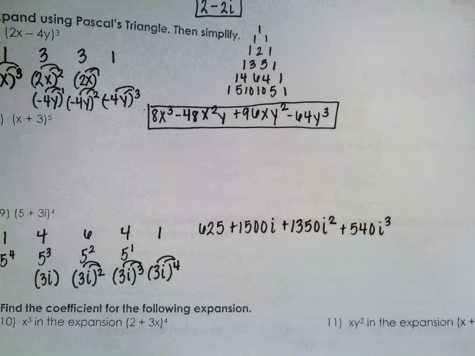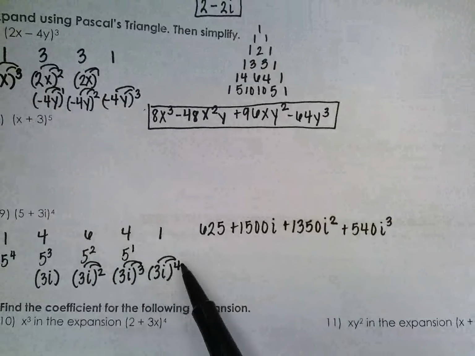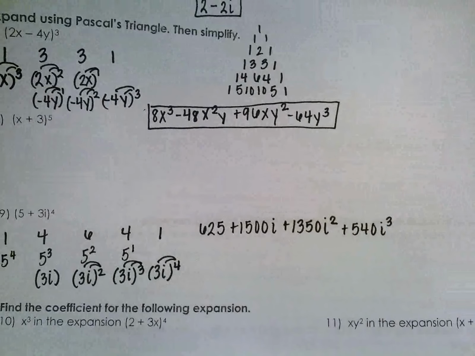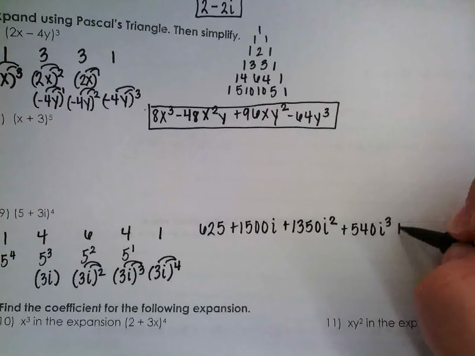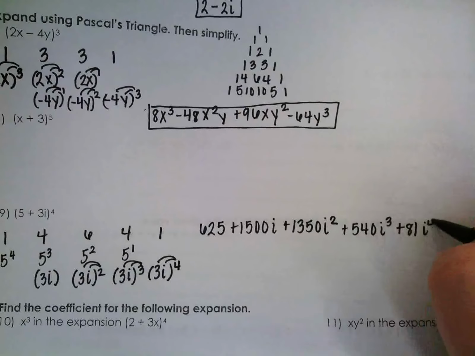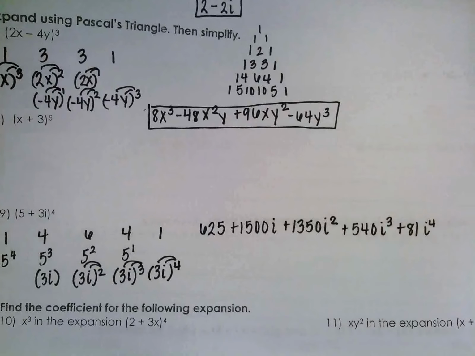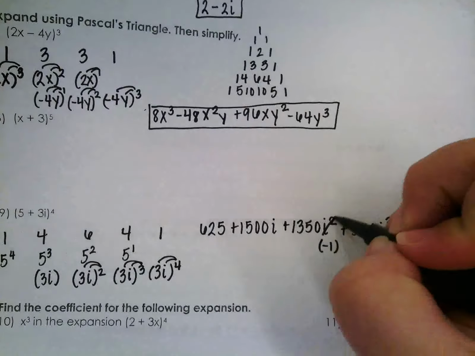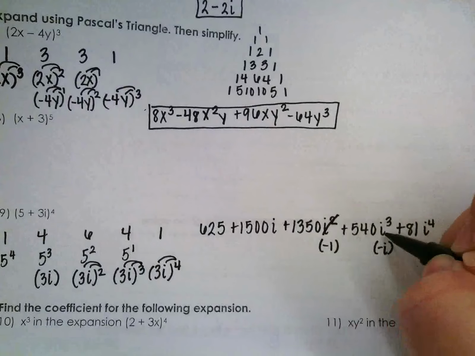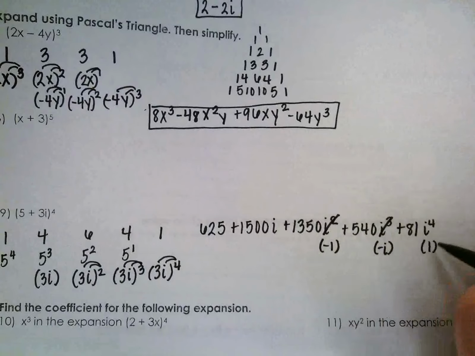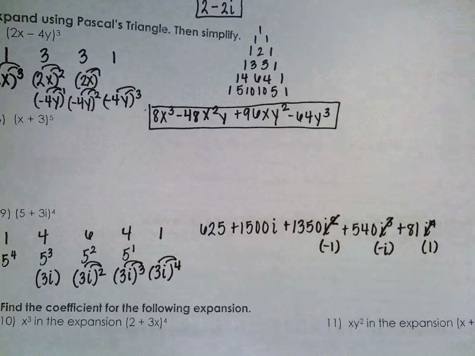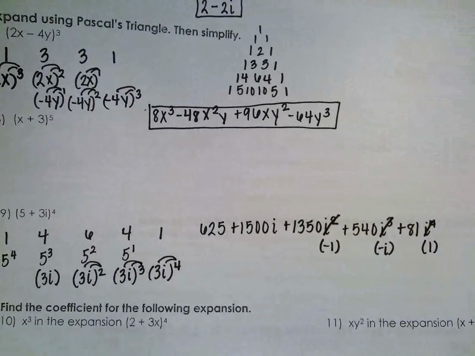i to the third power. And then I've got 3 to the fourth, and 3 to the fourth is 81. So lastly, I've got 81 i to the fourth power. So now what I need to do is simplify the i's just like we did in number 5. So i squared is -1, i cubed is -i, and i to the fourth is just 1 according to the i chart. And now I'm just going to add like terms.